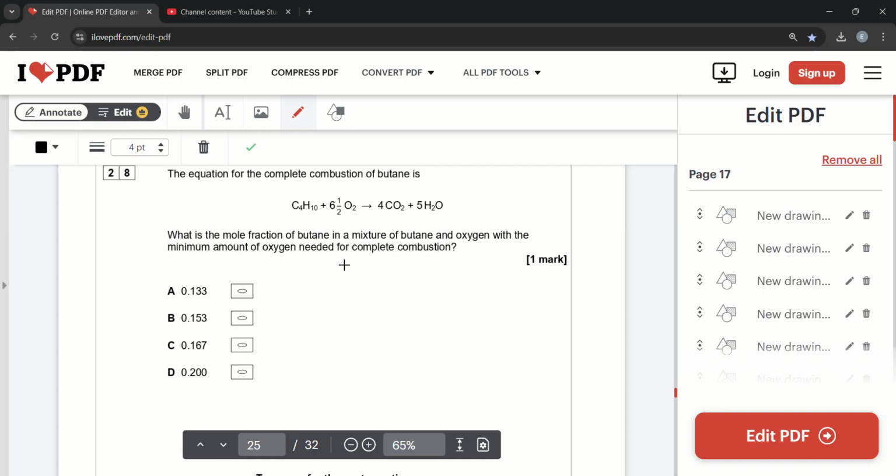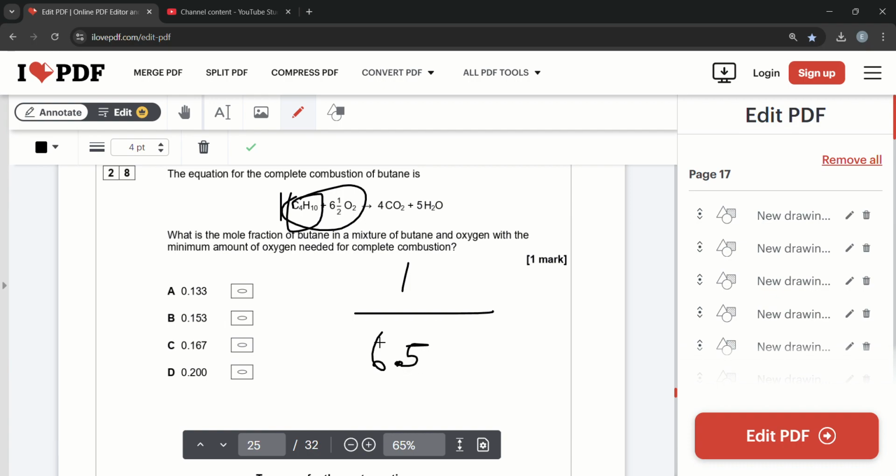What is the mole fraction of butane in a mixture of butane and oxygen with the minimum amount of oxygen used for complete combustion? So we can't work out moles, mass, all of that. We're going to be working it out with the molar ratio. So we've got 1 here and that's 6.5. So we've got the mole fraction of butane. So we've got butane, which is a mole of 1, over 6.5.